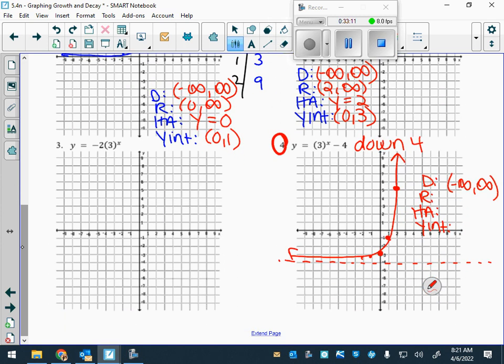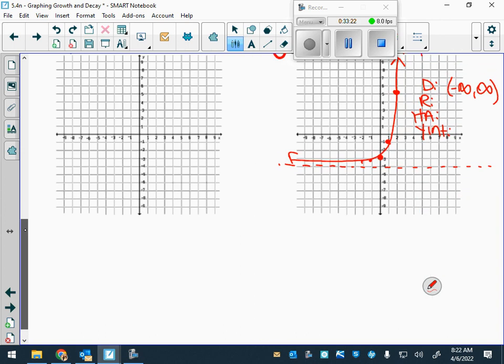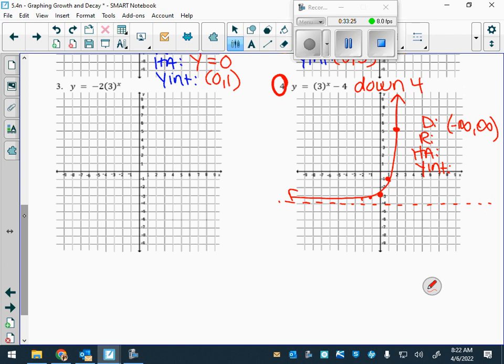Okay. Number 4 is very similar. However, we're moving down. So what is going to change? Finn? Good. What is the horizontal asymptote? -4. So y equals -4. What is our range? -4 to infinity. Excellent. What is our y-intercept? Nick? 0, -3. Awesome. So we took our originals and subtracted 4 from them. Okay? How many of you got that one correct?